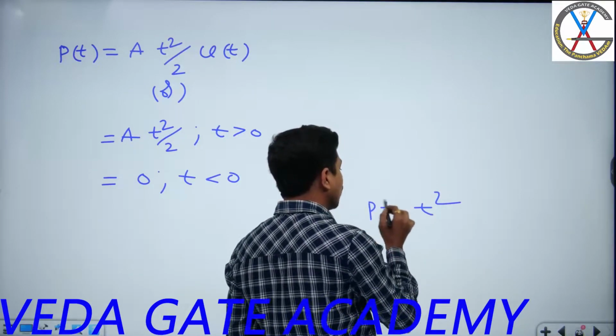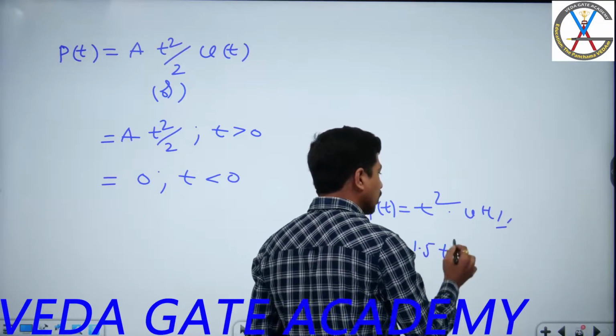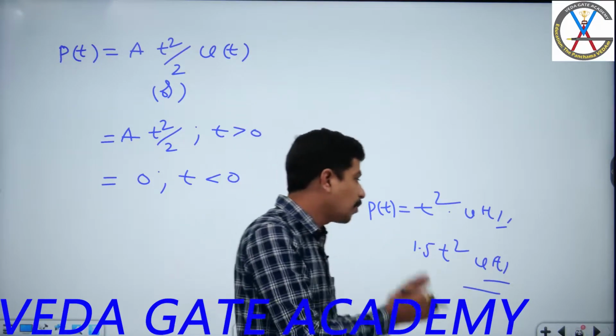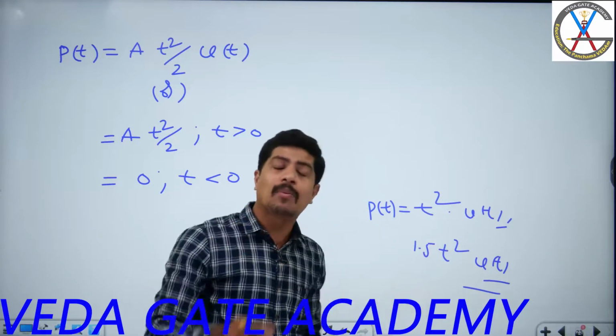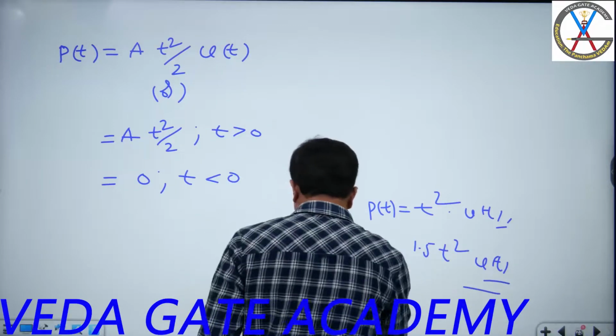p of t is equal to t square into u of t is a parabolic signal. 1.5 into t square is a parabolic signal, please. Okay, there is no offense. Yes, it's a parabola. If you have t square, it's a parabola. But a standard parabola means a t square by 2.